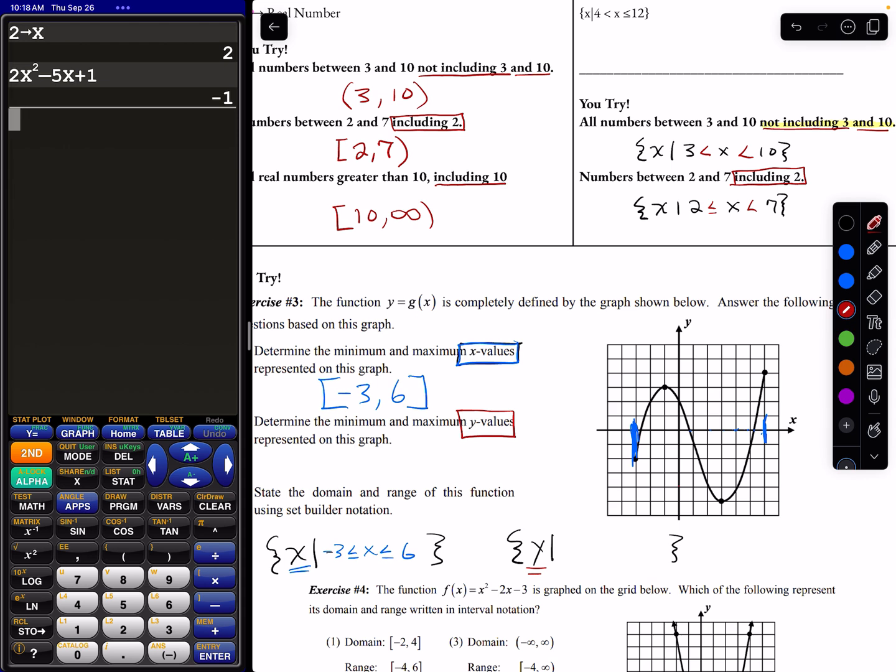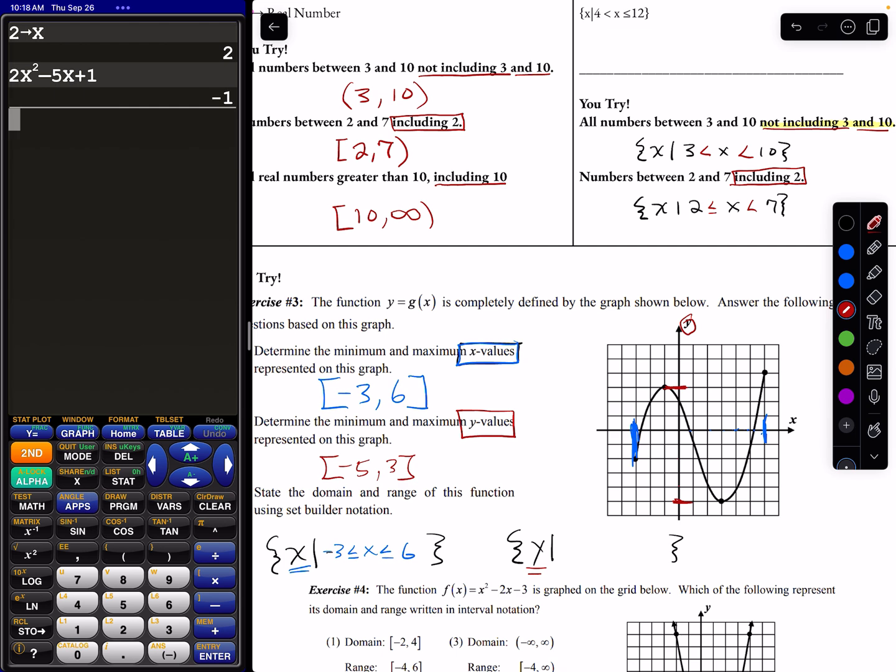Now I'm switching over to the y. So remember, the y value is how low does the graph go? 1, 2, 3, 4, -5 is the lowest value, and it touches -5. And then 3 is the highest y value, and it touches 3. So I'd write it like that using interval notation.